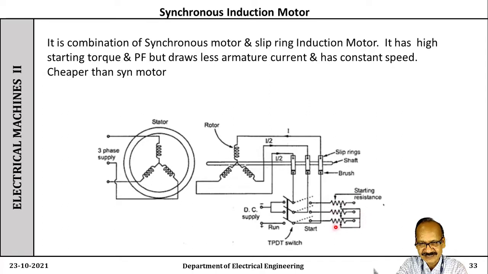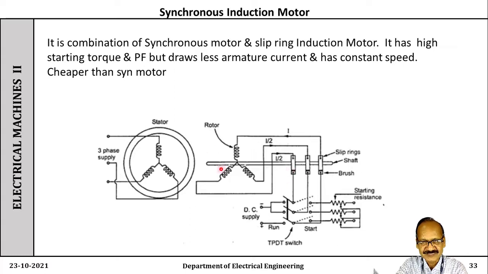So this is the star connected rheostat. On the right hand side, it is a variable rheostat. And on the left hand side, a DC excitation system is shown. And this one is a triple pole double throw switch. These are the slip rings which are insulated from the shaft, and brushes are resting on the slip rings.